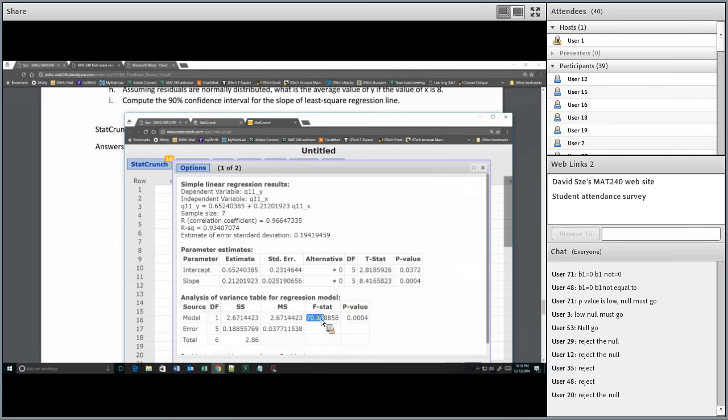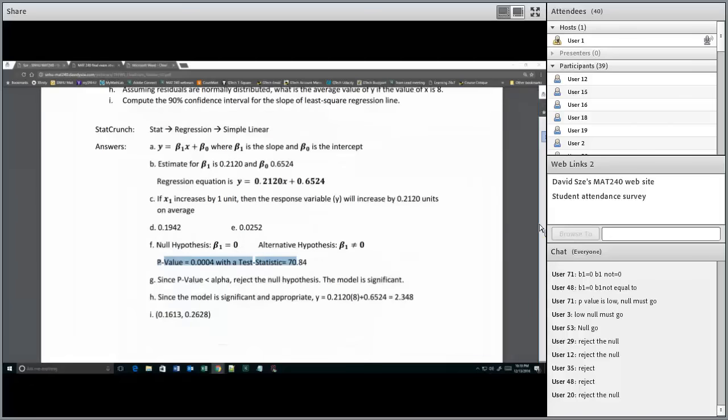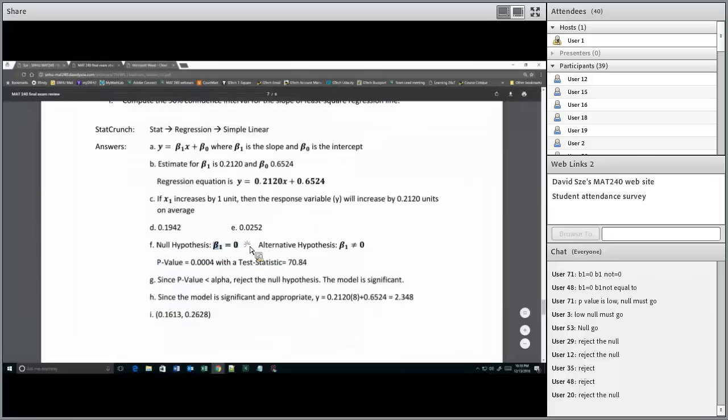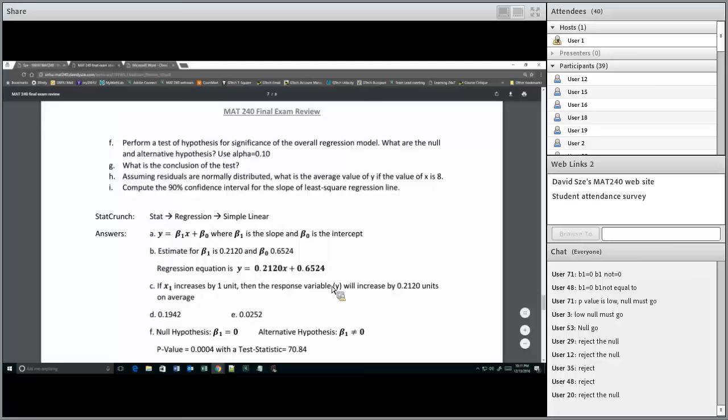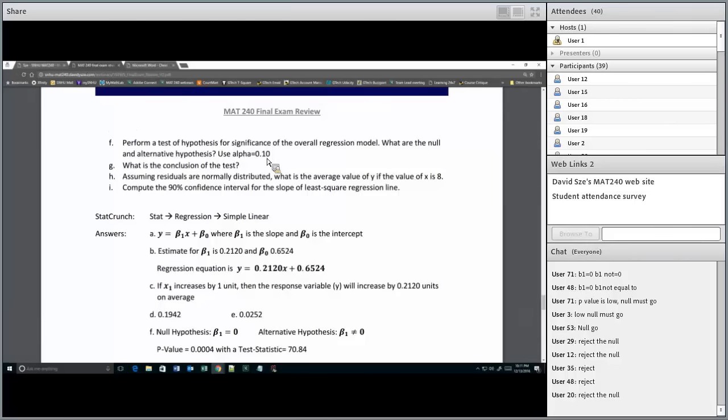The test statistic was given here, f-stat. Okay. So we reject the null hypothesis. Since p-value is less than alpha, reject the null hypothesis. The model is significant because beta 1 is not equal to 0. So the model can be used. So assuming that the residuals are normally distributed, which, remember, I was looking at the graph and kind of saying maybe they're not, but let's just assume that they are.